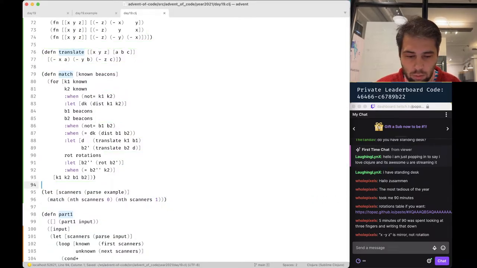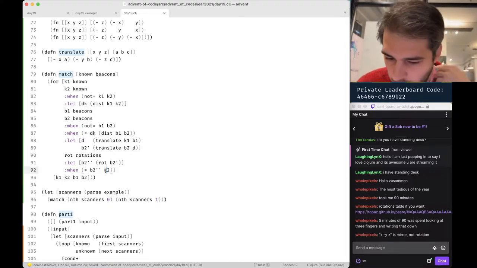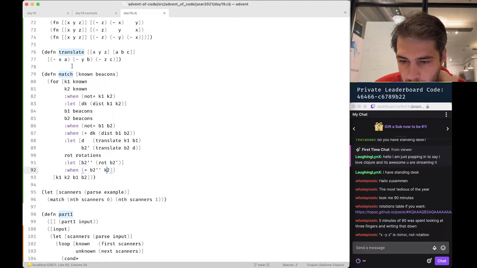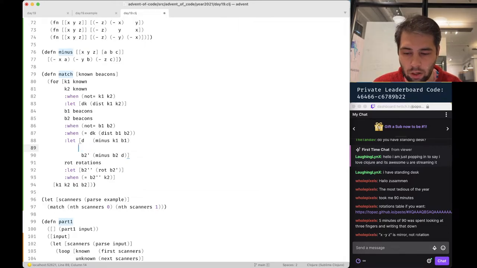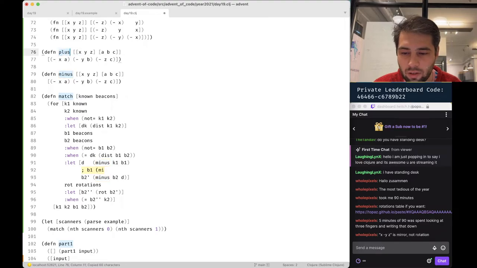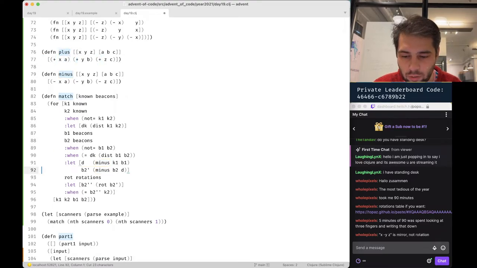And we found nothing, so something is not right. So what if we apply D minus K1 B1? What, so B1 prime is going to be, oh, we need plus here actually. We need plus. We need plus here. Control B. Oops. Still nothing, right?